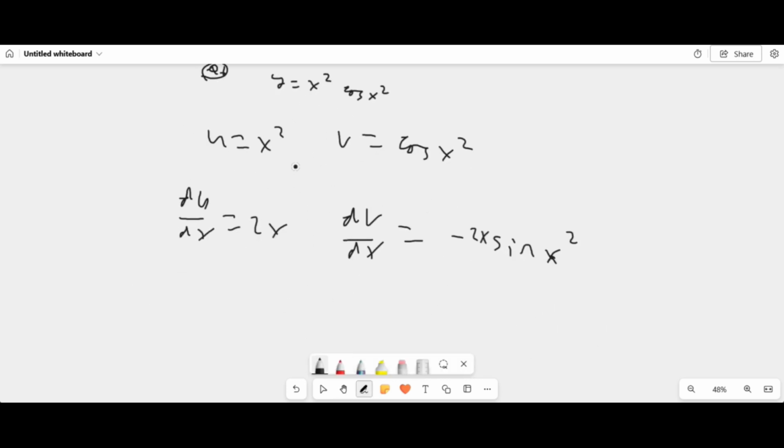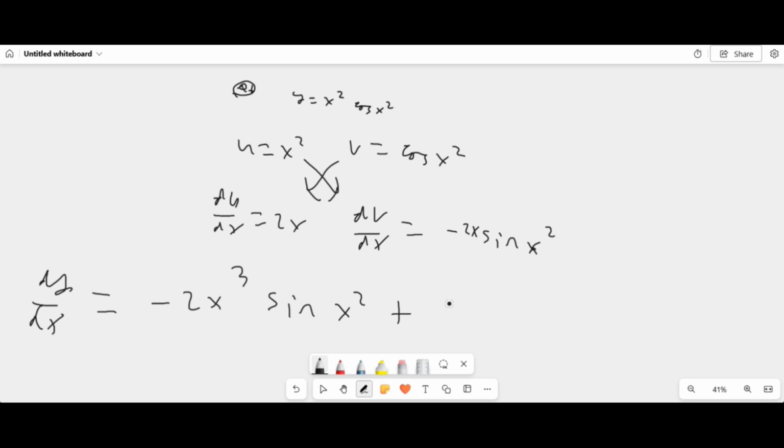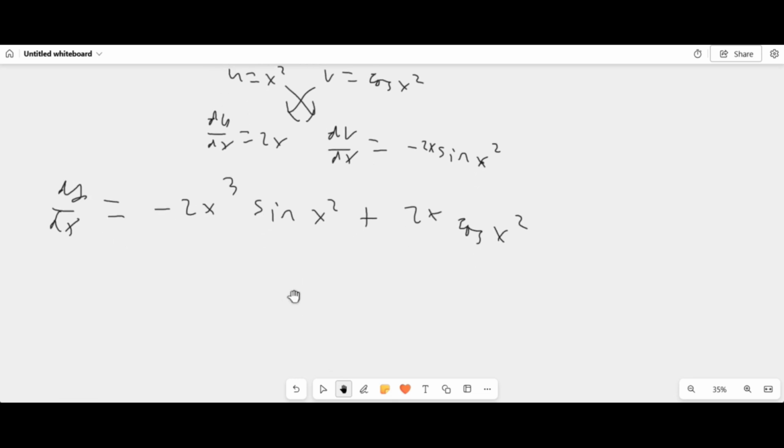So now you want to times this by that and that by that. So obviously times that together here. So we're going to get dy over dx is equal to minus 2x cubed sine x squared, plus that times that, which is 2x cos x squared. Okay, no problem here.